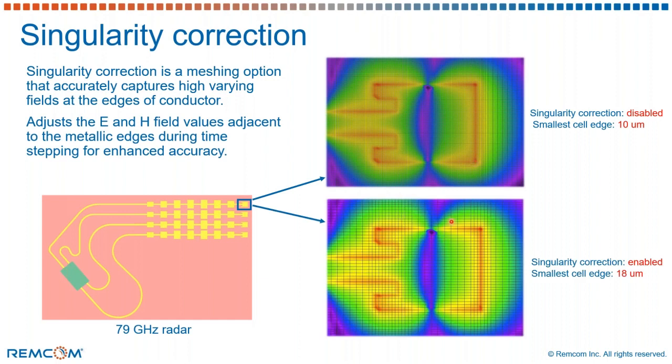Now I have a second simulation which I have run on this patch antenna array with singularity correction enabled. As you can see, this enables us to use a much coarser grid even at the edges of the conductor where we have high field variations, which increases the time step duration and reduces the overall simulation time. In the comparison, the smallest cell edge in this case is 18 micrometers, compared to a traditional FDTD grid, which uses around 10 micrometers.